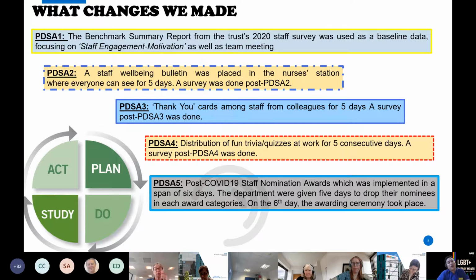During PDSA 1, a benchmark summary report from the staff survey was used as baseline data, focusing on staff engagement or motivation. A team meeting was also conducted, briefing everyone that a QI project will be implemented and to expect some change in the next few weeks. In PDSA 2, a staff well-being bulletin was placed in the nurses station where everyone can see it for 5 days. This is to give everyone a sense of positive outlook while at work, despite the busy department.